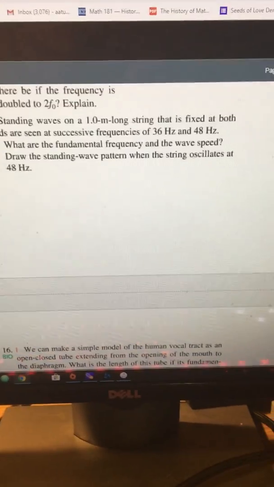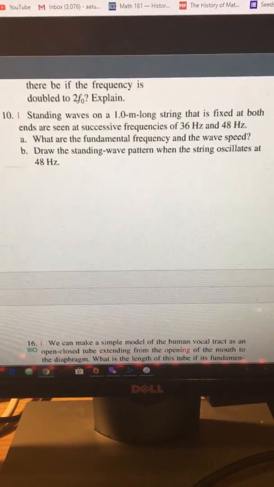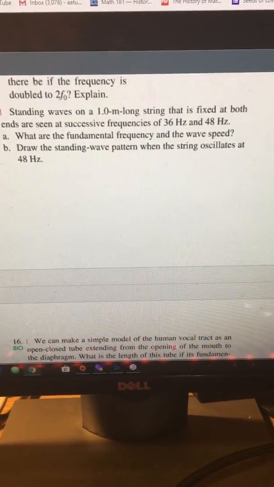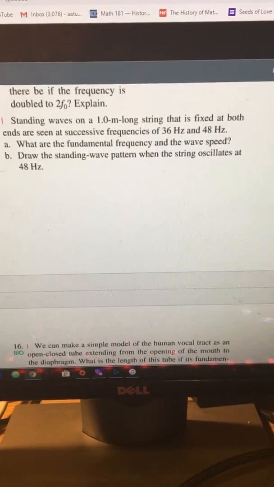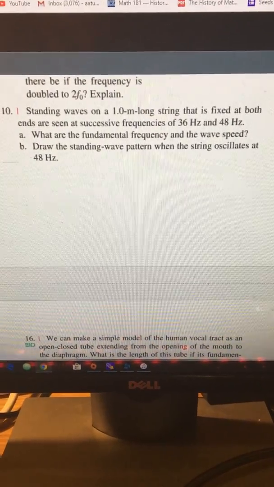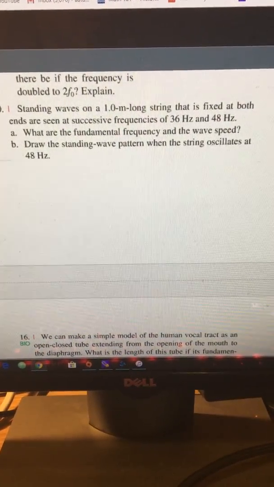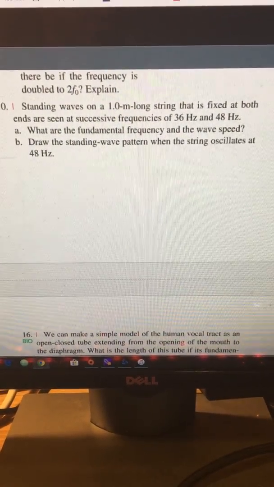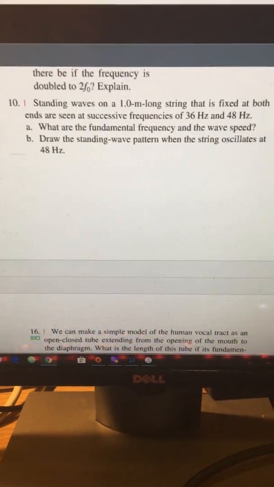Hello, my name is Abel Tung, and I'll be solving homework assignment number 2, problem 10, which reads: a standing wave on a 1 meter long string that is fixed at both ends is seen at successive frequencies of 36 Hz and 48 Hz. So what is the fundamental frequency and the wave speed? And we need to draw the standing wave pattern when the string is oscillating at 48 Hz.